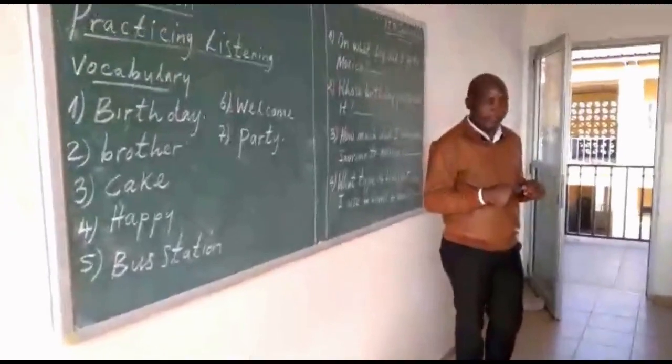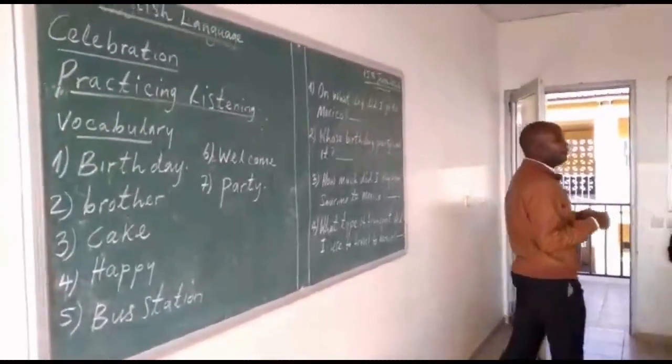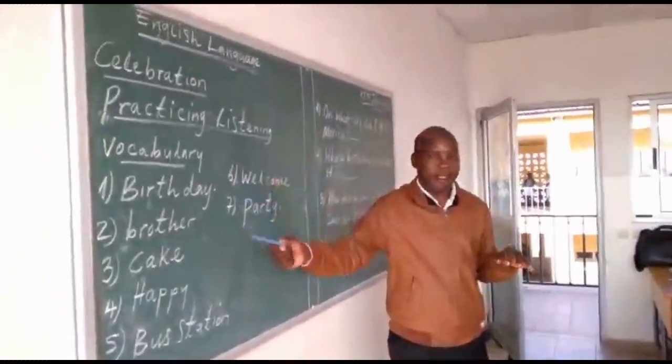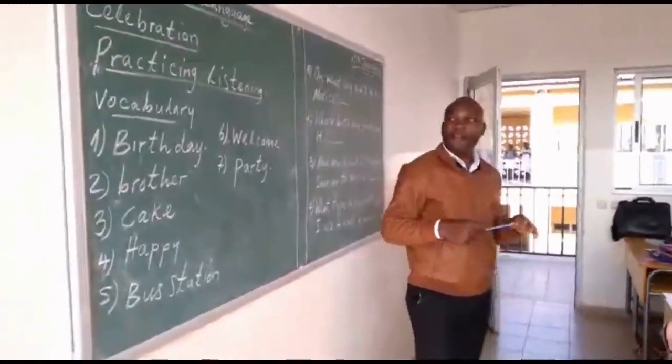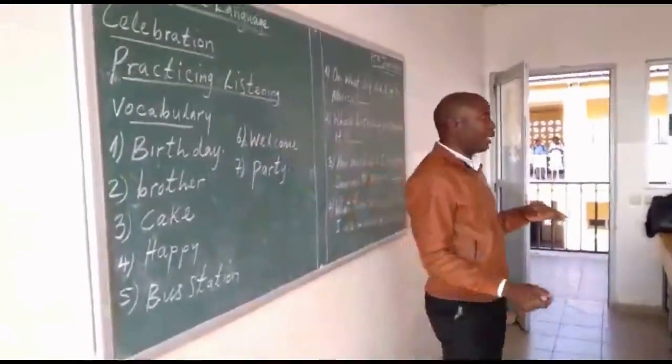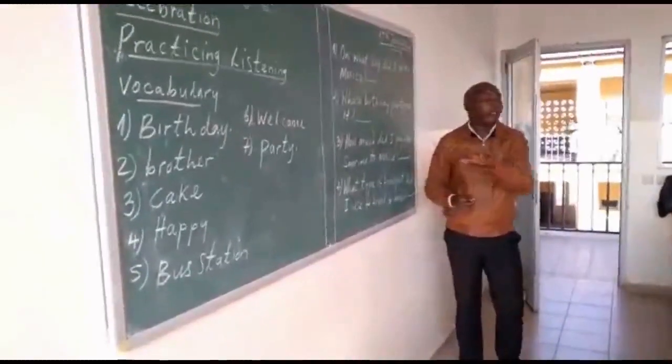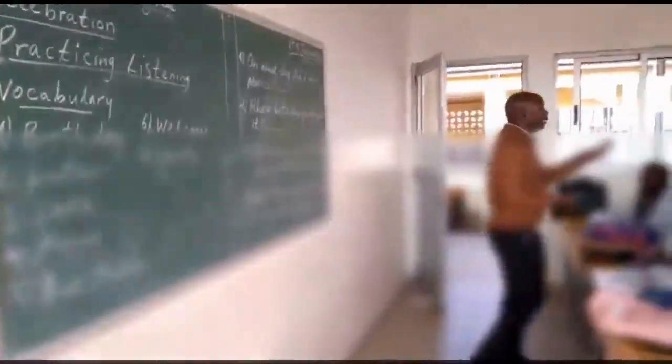Practice the listening skill. Now, before practicing the listening skill, I want us to look at the vocabulary which is here. Then after looking at the vocabulary which is here, we are going to answer the questions that are on the board, depending on the story that I'm going to tell you, okay? So you are going to listen to me. I'm going to tell you a story. Then you are going to answer these questions as I tell you the story, okay?